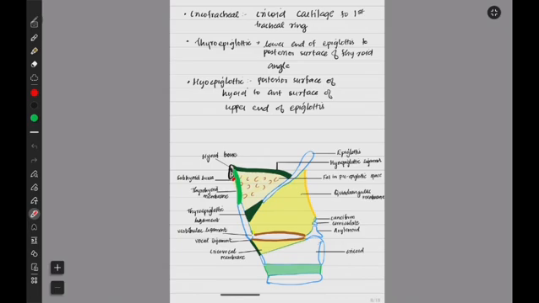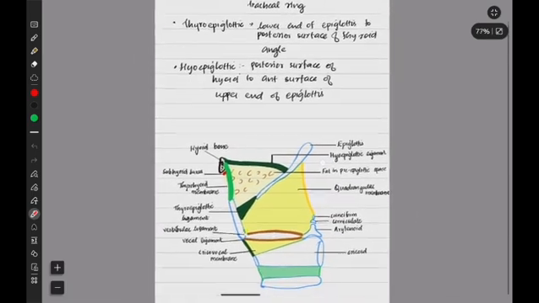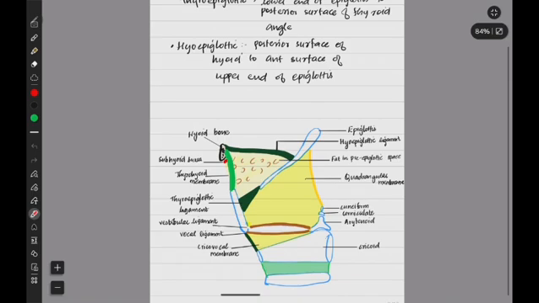Next is the thyroepiglottic ligament. The thyroepiglottic ligament extends between the lower end of the epiglottis and the posterior surface of the thyroid angle. So this is the thyroepiglottic ligament. Then next is the hyoepiglottic ligament.